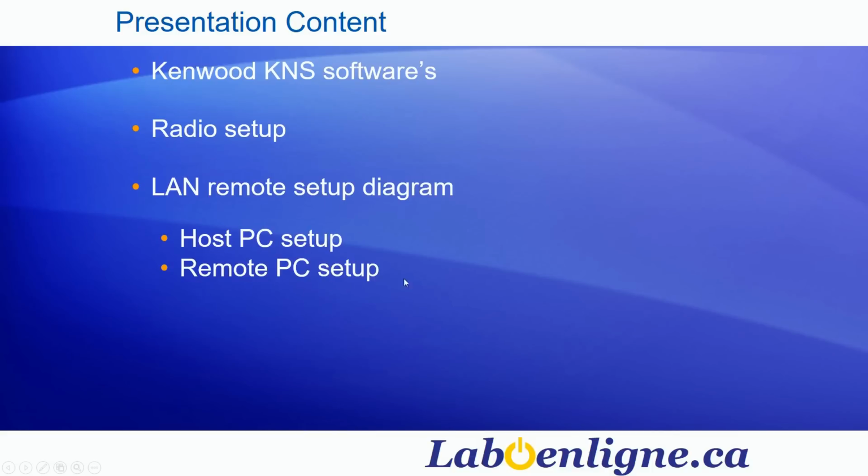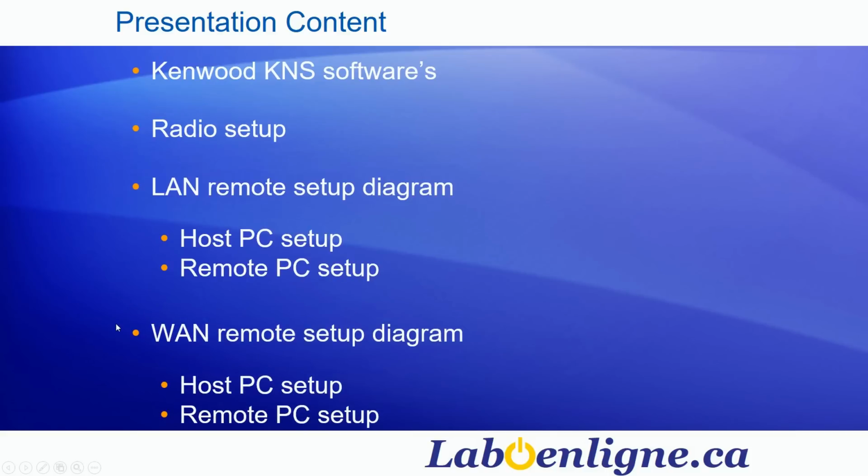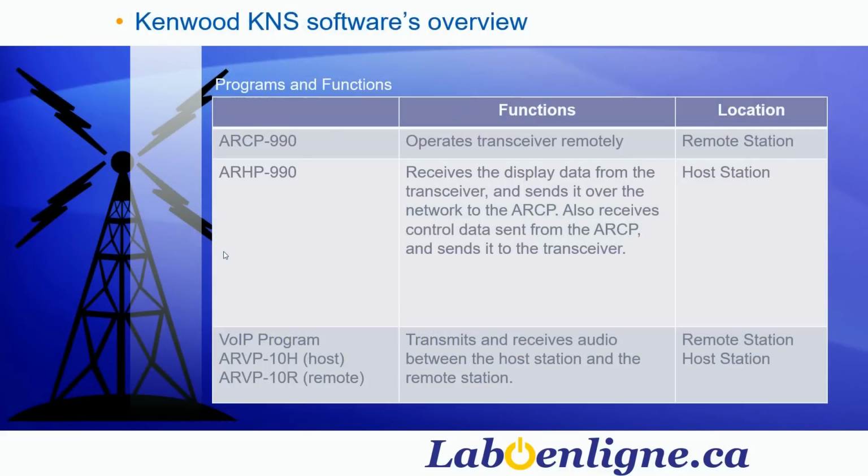I strongly suggest that when this is working, you then address the WAN. The WAN is how to use it remotely, outside your house. That means over the internet. WAN is for wide area network. And we will also show the difference in the configuration to use the host PC and the remote PC. Both setups include the use of VoIP. That means voice over IP, so you're able to listen and to transmit from a remote PC.